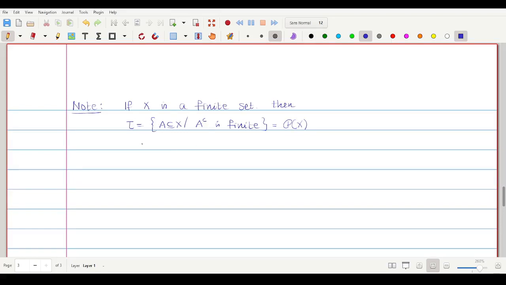That is, if X is finite, then the co-finite topology is the same as the discrete topology.